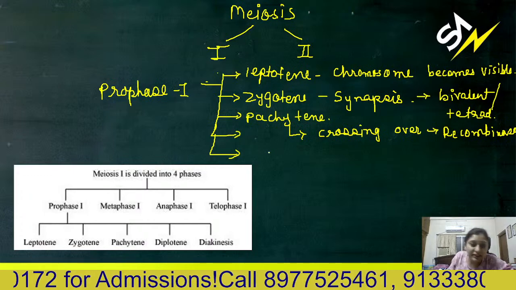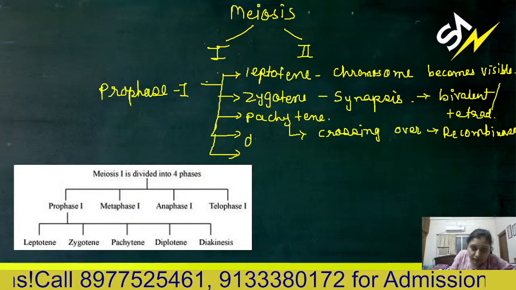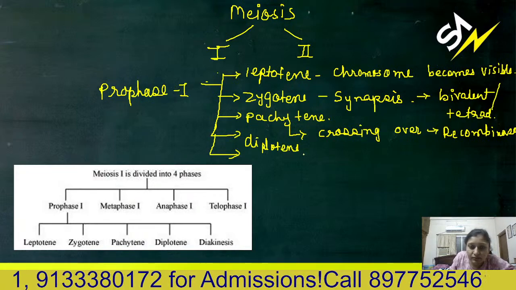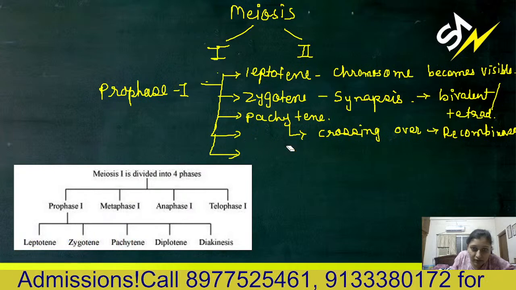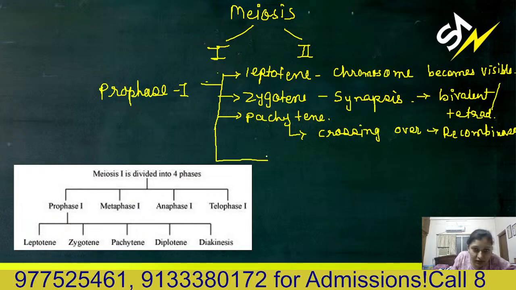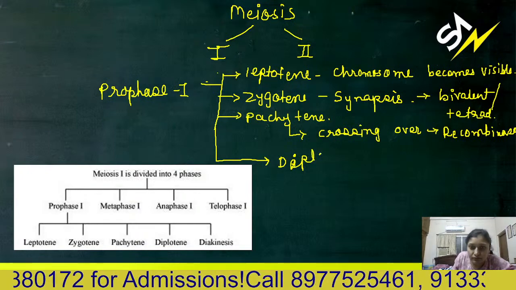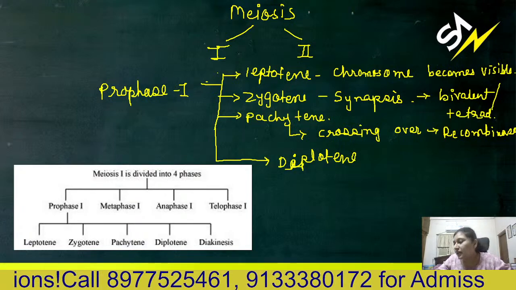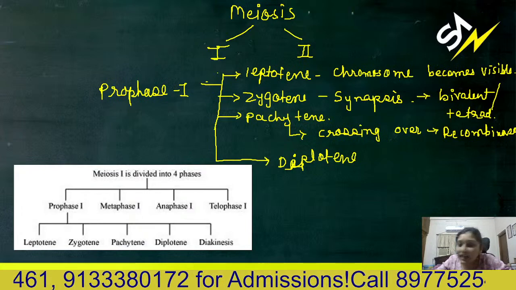Next step is diplotene. So in diplotene, I'll write it here, otherwise you will get confused. Wait a second. So the next step is diplotene. Diplotene is recognized by dissolution of the synaptonemal complex. That means here chiasmata formation will be there.